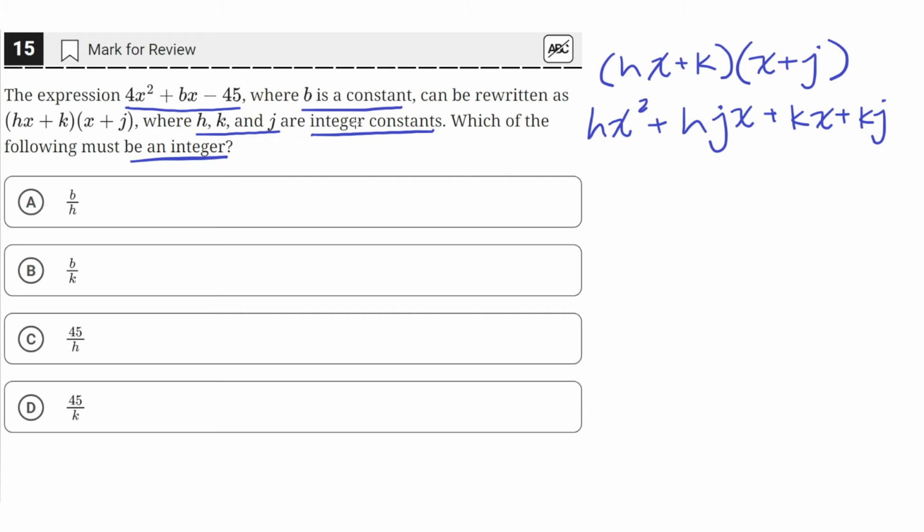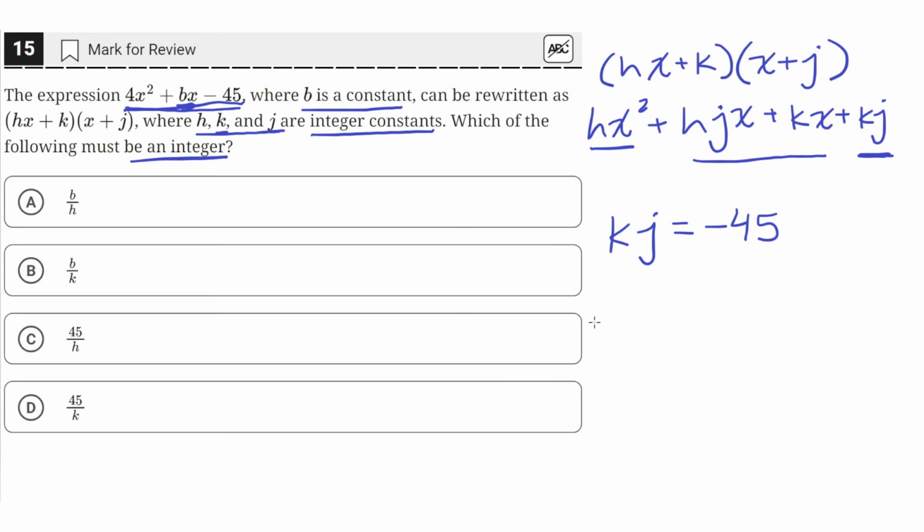And this is supposed to be equal to this quadratic. So we see we have the x squared term, like the 4x squared. Then we have these two terms that are both multiplied with x that form the bx term. And then kj is some constant, since k and j are integer constants, which must be equal to negative 45. So kj must be equal to negative 45.